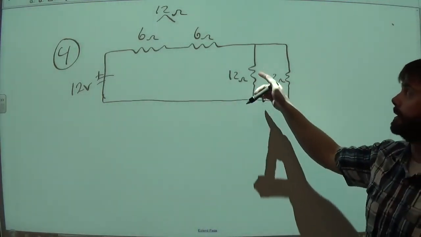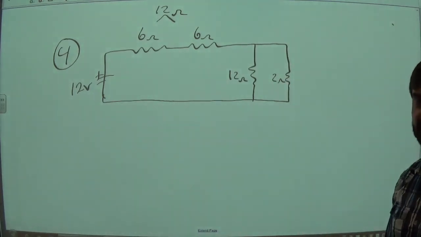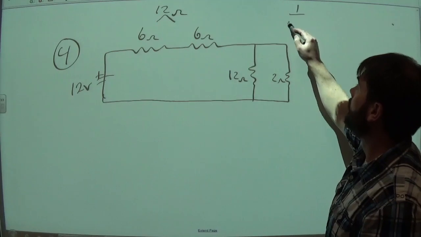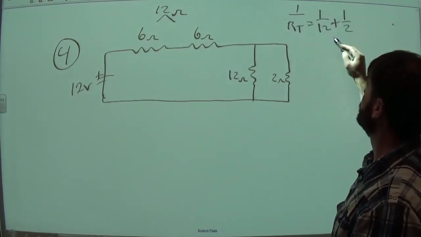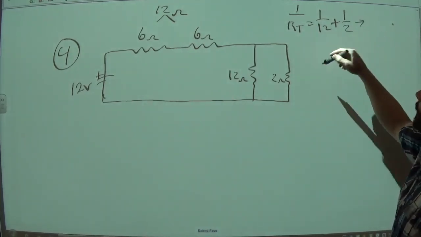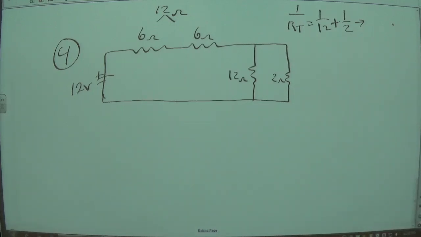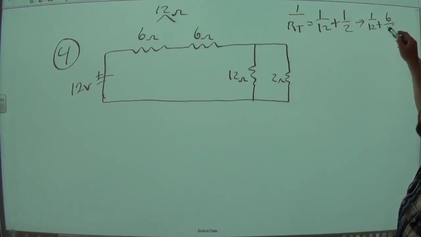When we get to this point, again, I can't do 12 plus 2 and get 14, because there's multiple paths for all of this to go. But if I do want to figure this out, I can do 1 over RT equals 1 over 12 plus 1 over 2. And if you're going to add these together, we've got to go equivalent fractions. I guess our lowest common denominator here is going to be 12. So this is going to be 1 12th plus 6 12ths.